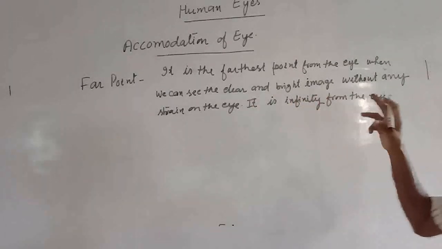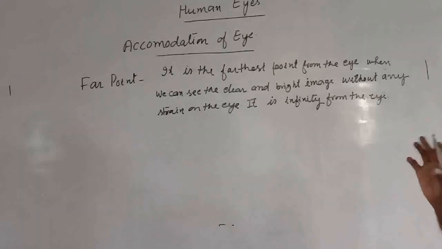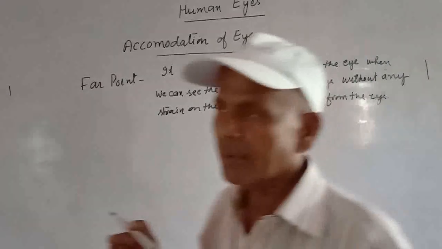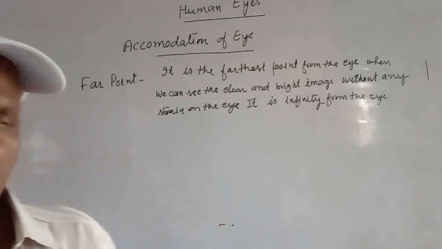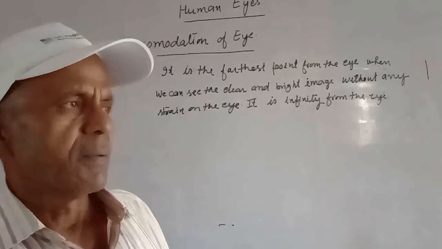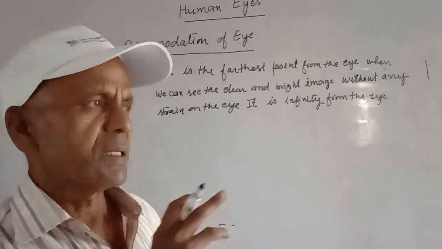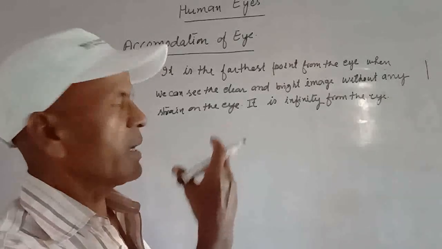It is the farthest point from the eye where we can see a clear and bright image of the object without any strain on the eye. This is called the far point. For the normal human eye, it is infinity from the eye.